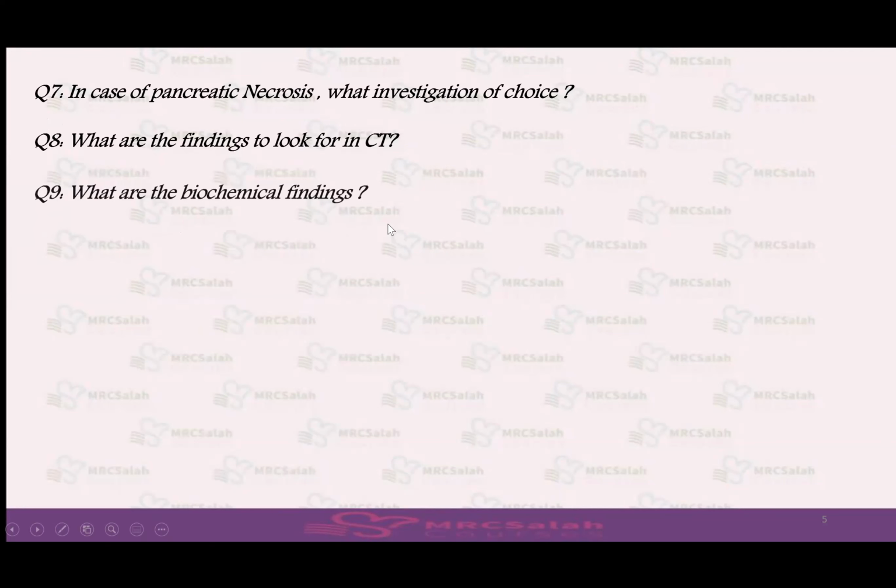Excellent. What are the biochemical findings you will search for in a patient with pancreatitis, Dr. Aya? Hypocalcemia, less than 2 millimole per liter. Hypoalbuminemia, less than 32 grams per liter. Urea and creatinine, urea more than 16. And I think that's it.